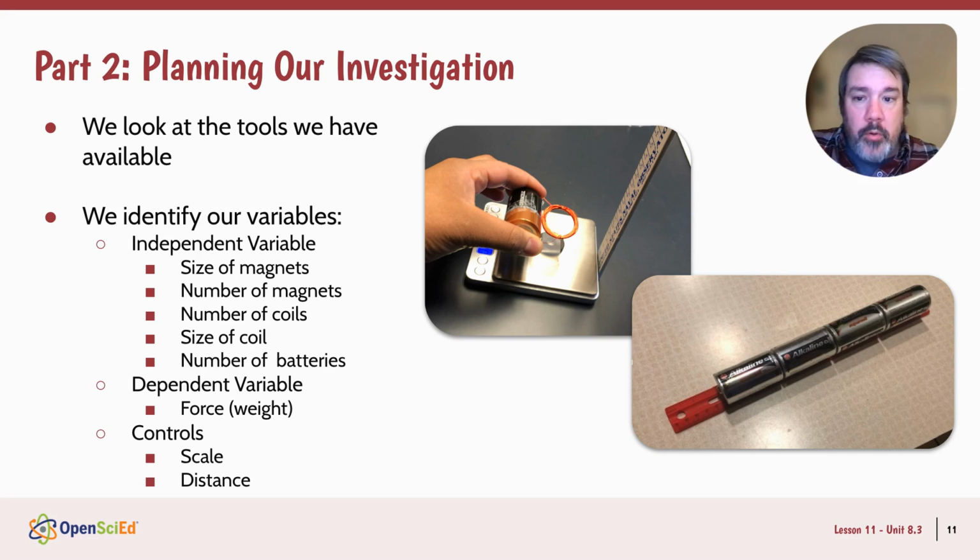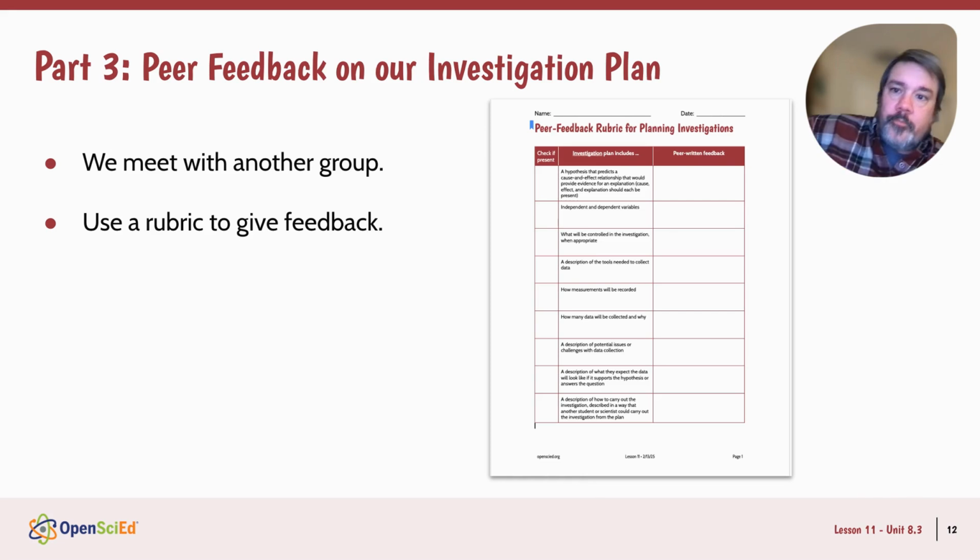We can get multiple magnets. We are now able to access the electromagnets, so the setup of the coils. We can mess with the number of coils and the size of the coil. We have access to more batteries, so we can mess with the voltage. But we are still going to measure force, that weight in ounces, using the same scale. And this time we're going to control the distance, making sure we keep that the same for all of our trials.